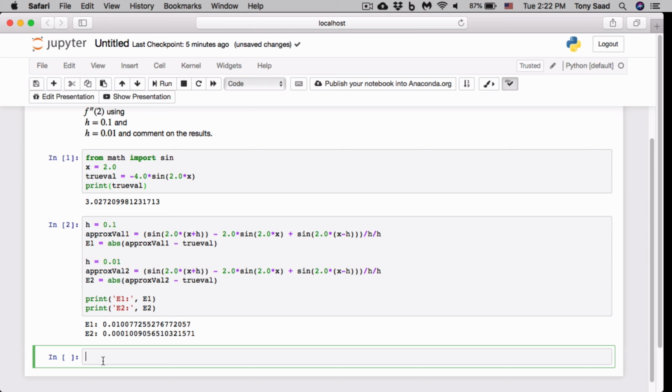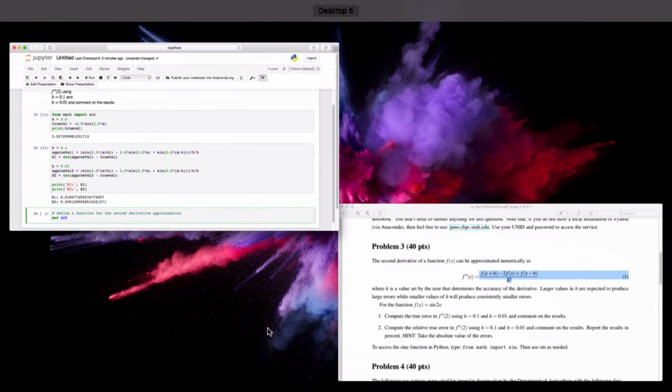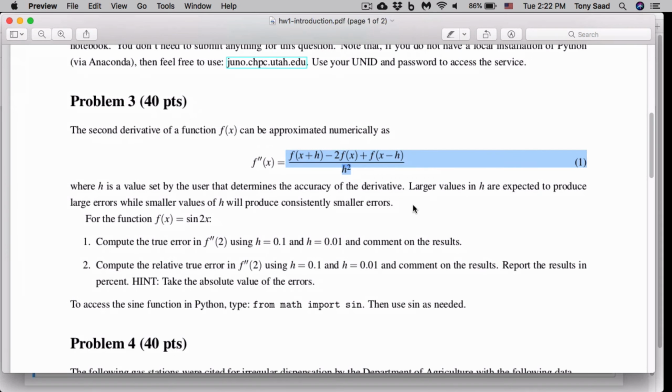Okay. Now, a more elegant way of doing this is to define a function for the second derivative approximation. So I'm going to call this function d2f. That's for second derivative of a function f. Now, what would a function like that need to compute a second derivative?